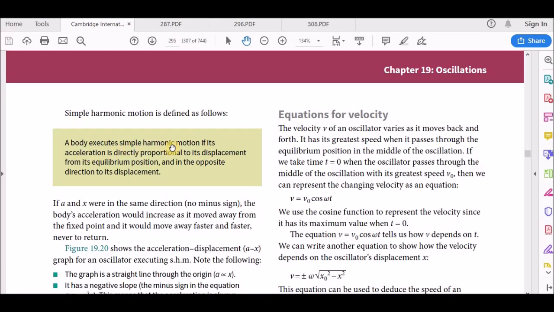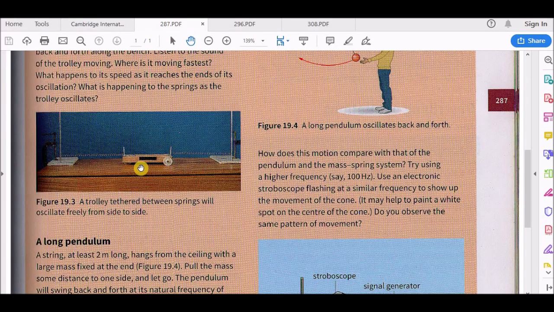A body executes simple harmonic motion if its acceleration is directly proportional to the displacement from the equilibrium position. Now one more thing is, when it is at this position, the resultant force is 0. But if you move it more and more to the left, the force also becomes more and more, because one spring is getting compressed more and more, and the other spring is getting extended more and more. So the more you compress a spring, or the more you extend a spring, the more will be the force from the spring. You know, F is equal to kx.